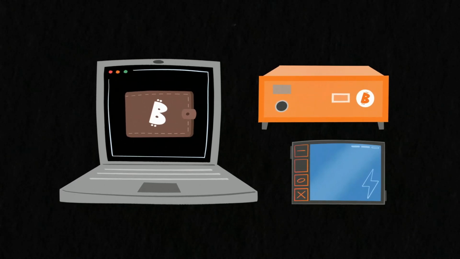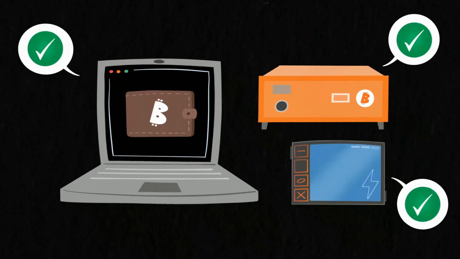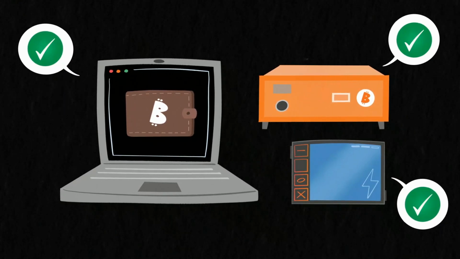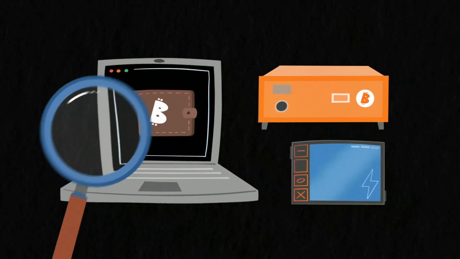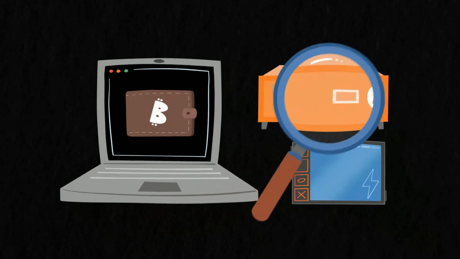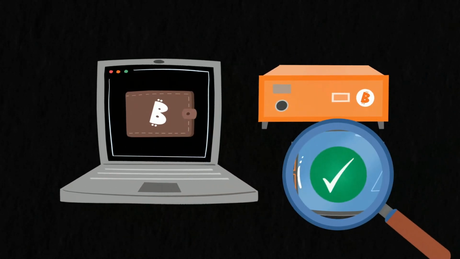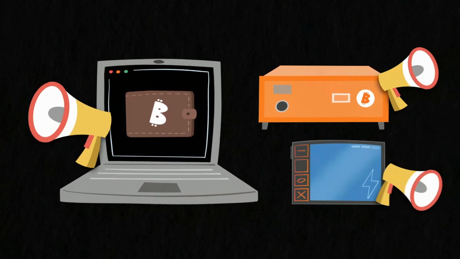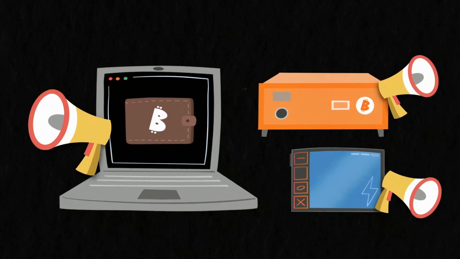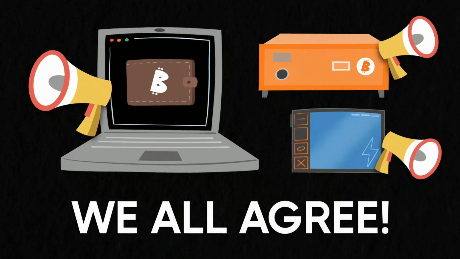By running a node, you can verify transactions yourself rather than relying on third parties. Anyone can audit transactions and verify monetary policy with a node. Nodes transmit transactions and blocks across the network, confirming they agree with other nodes.